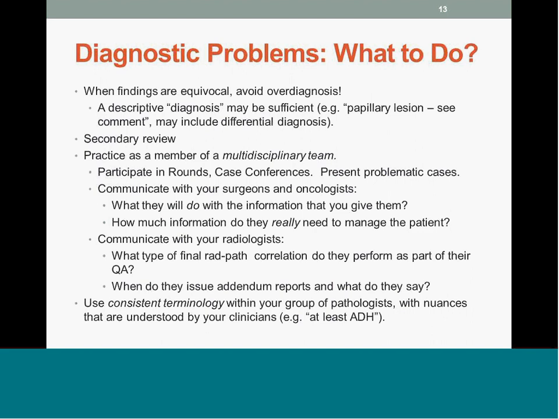What should you do? These are just some of my suggestions of what to do with difficult problems. Generally speaking, when findings are equivocal, the first thing is to try not to overstretch yourself or overcommit with a diagnosis. In these kinds of cases, I find that descriptive terminology is better. Papillary lesion, see comment, and then provide a differential diagnosis, or just tell them your doubt. Something like fibroepithelial lesion, that sort of thing, may be better than trying to say that it's papillary carcinoma or some other more specific diagnosis.